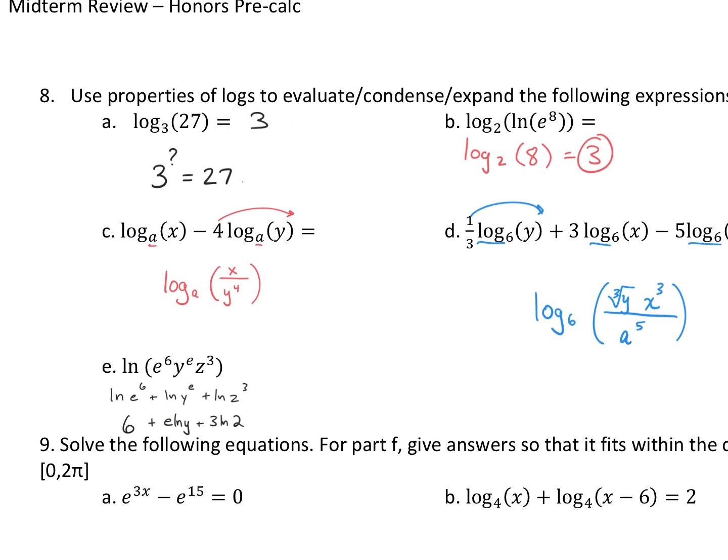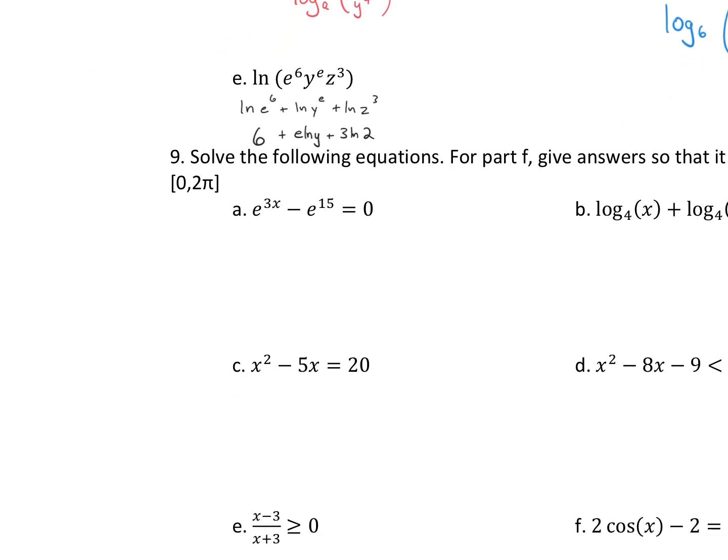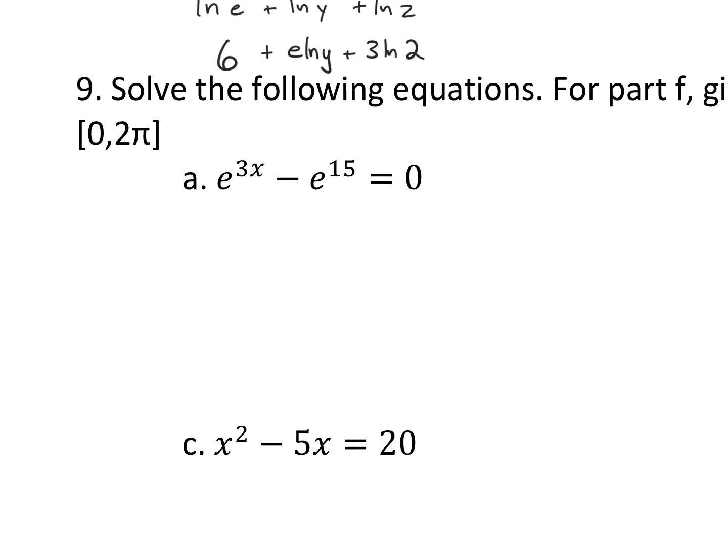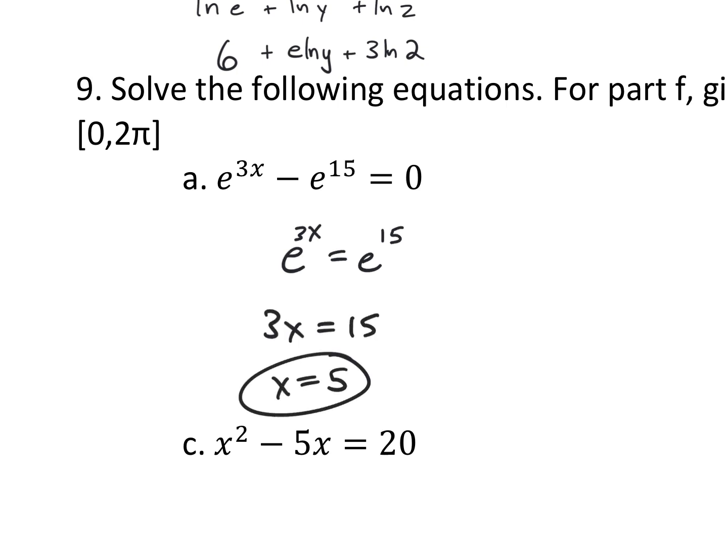So in problem 8, we're really using our log properties to make sure we're feeling comfortable moving back and forth. I'm going to move along to section 9 here, just solving some equations with a few different approaches. So what I notice on part A is that I have 2 exponent bases that are the same. So if I added e to the 15th to both sides, that's a 3x, I can basically ignore those bases. I can say that 3x must equal 15, so x equals 5.